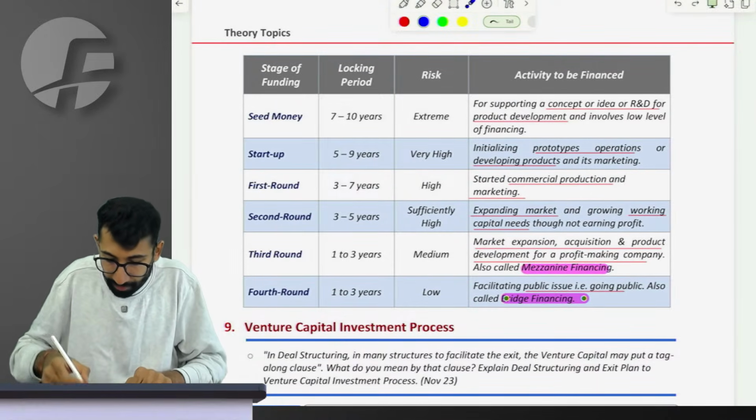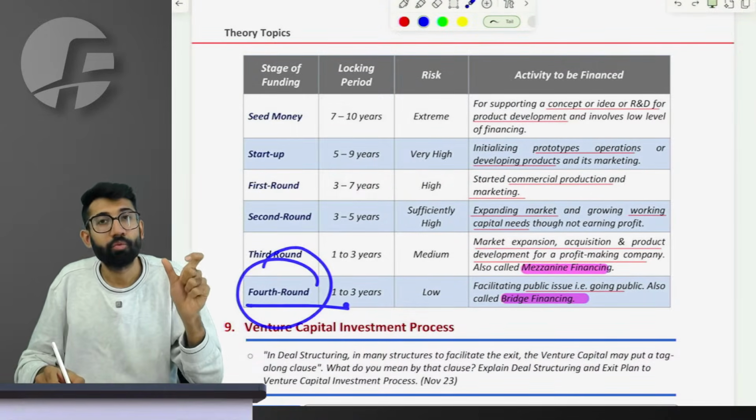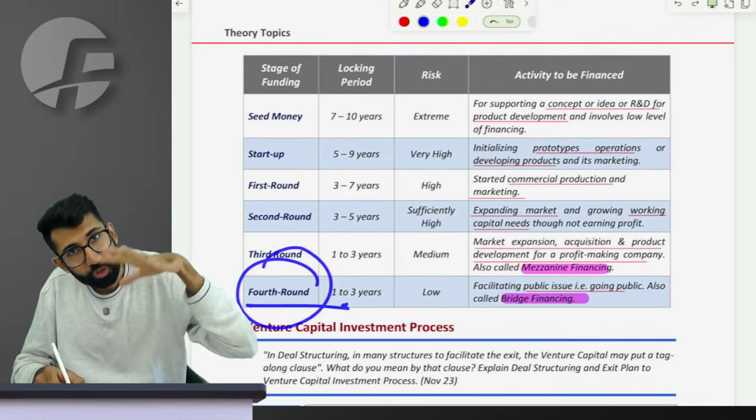The next, people, is the last round, where the purpose of the last round is bridge financing. The company is already running well.